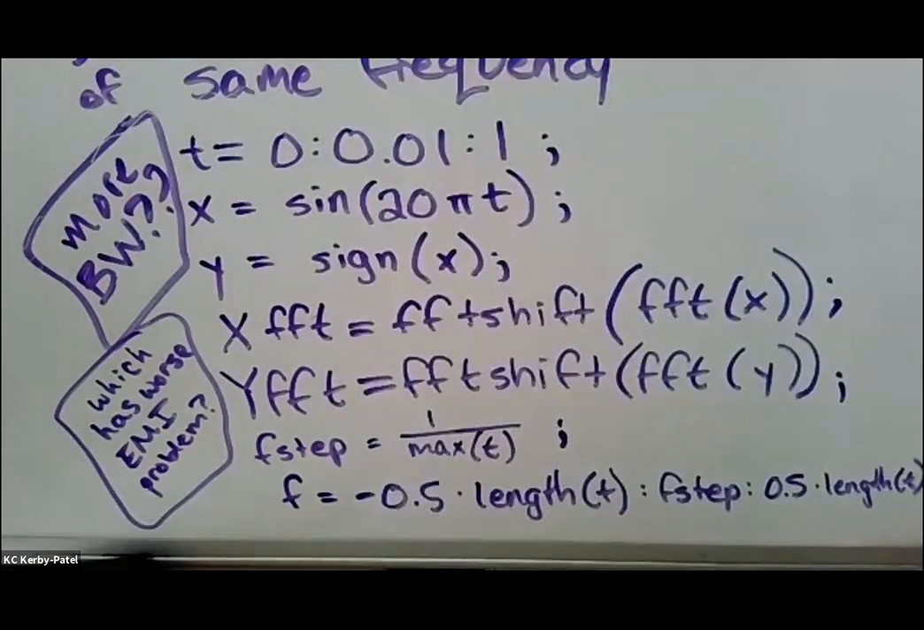So the questions that we were asked to consider is which one of these has more bandwidth? That one's pretty straightforward. The square wave does, because it physically takes up more, it has more support in the frequency domain. It just has content at more frequencies.